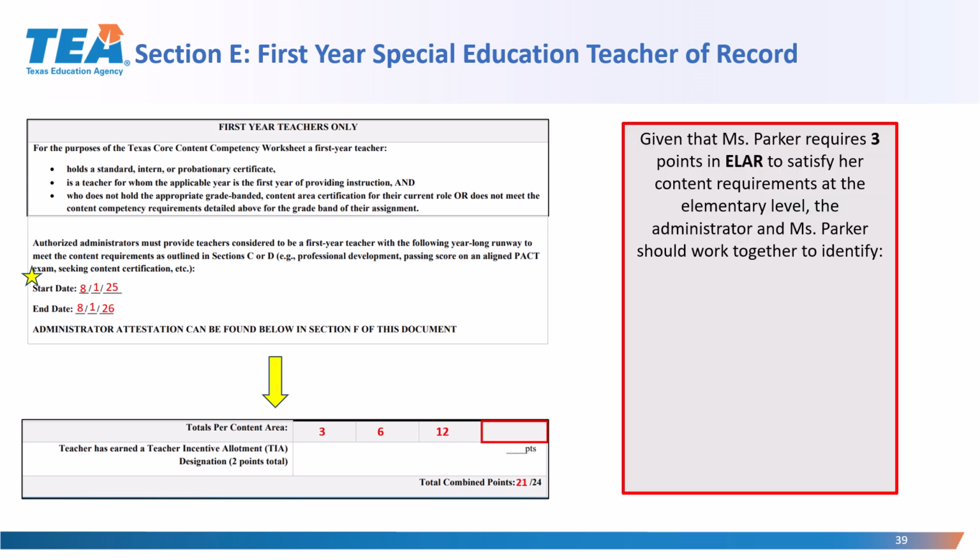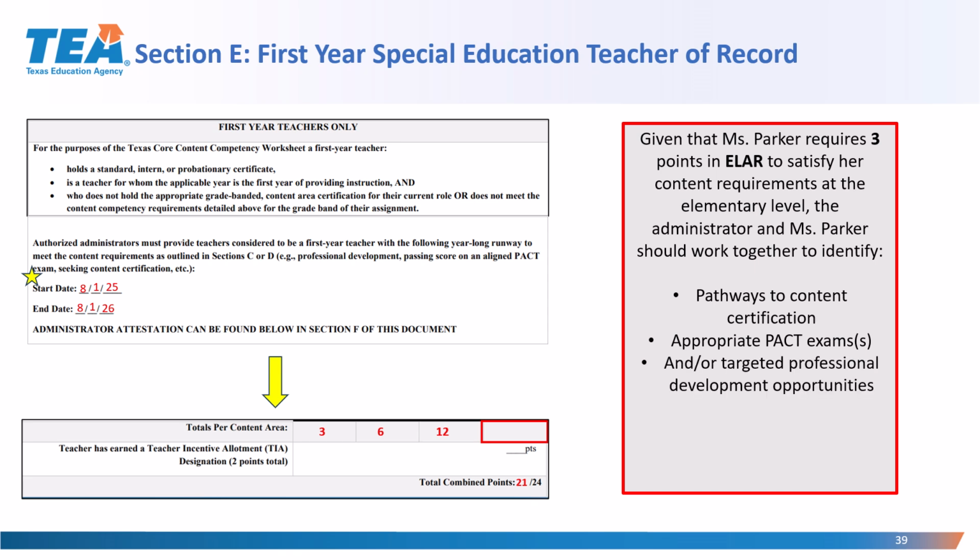Given that Ms. Parker requires 3 points in ELAR to satisfy her content requirements at the elementary level, the administrator and Ms. Parker should work together to identify any pathways to content certification that are available, appropriate PACT exams for Ms. Parker to take and pass, and/or targeted professional development opportunities Ms. Parker can complete during her runway year. These are all available options for Ms. Parker during her year-long runway provided within Section E of the Texas Worksheet.